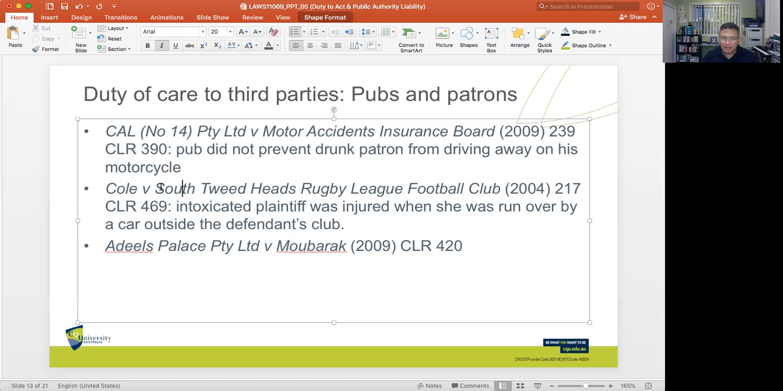So in that case, Adil's Palace was held not to have breached its duty of care to third parties. But if you have a situation where, in a pub, there has been an altercation among drunk patrons, and the pub does nothing, and as a result of the fight among patrons one of them gets hurt, in that scenario the pub would have liability on the basis of the tort of negligence, because it has a duty of care to third parties in that scenario.